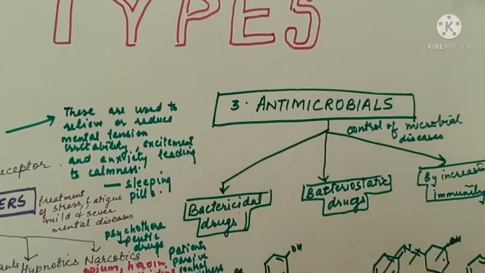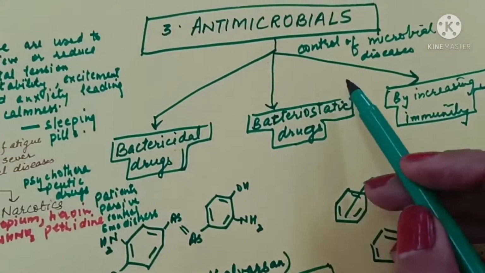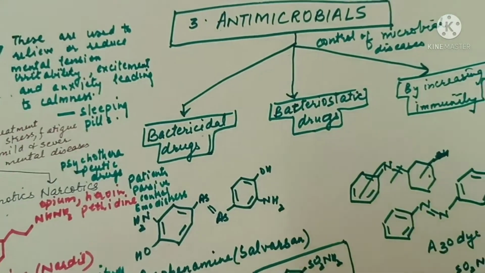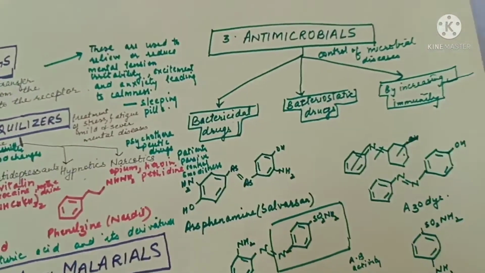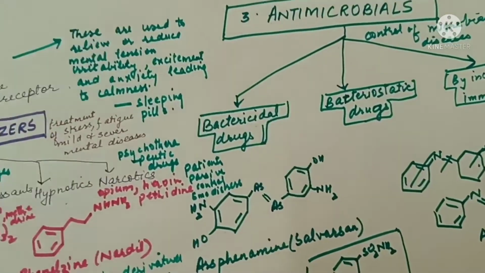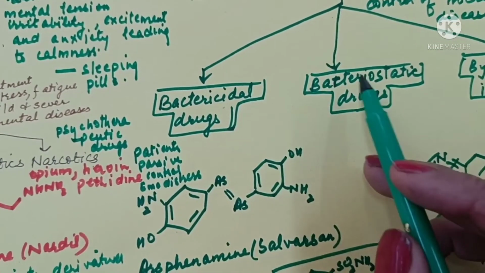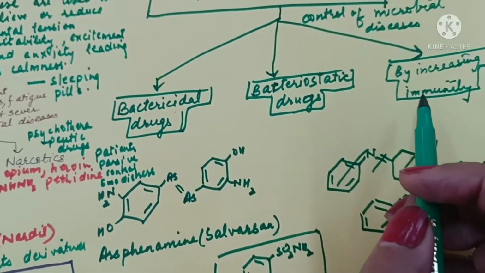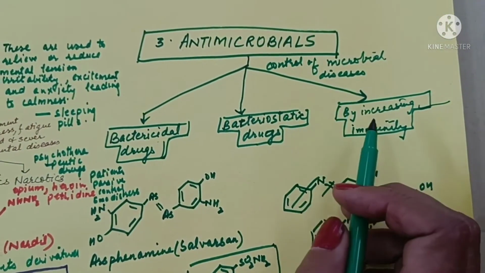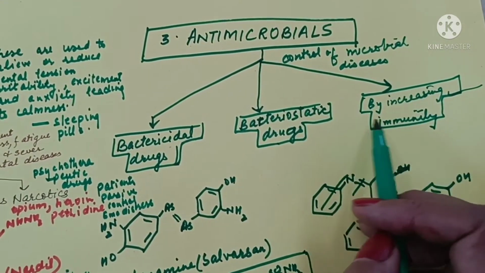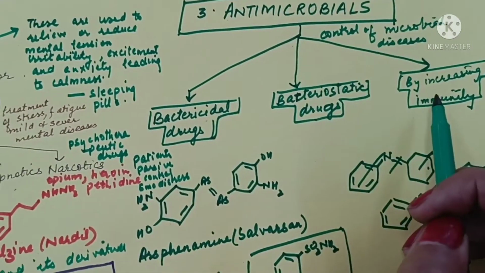Antimicrobials are chemicals used to control the microbial diseases caused by microbes in the body. These can be, if they kill bacteria, bactericidal drugs. If they stop the growth of bacteria, bacteriostatic drugs. And these microbial diseases can also be controlled by increasing the immunity of the body.